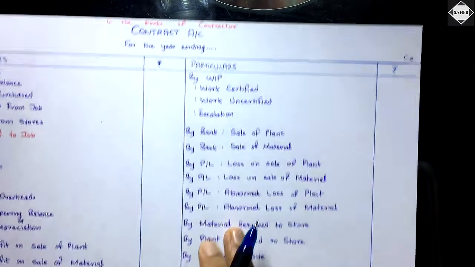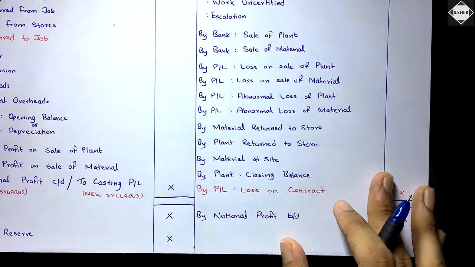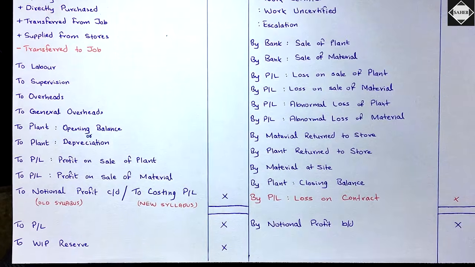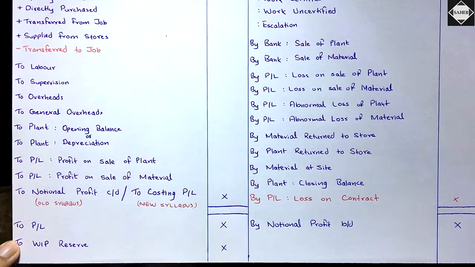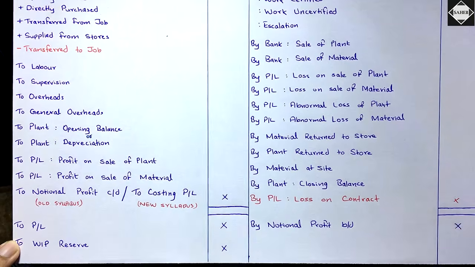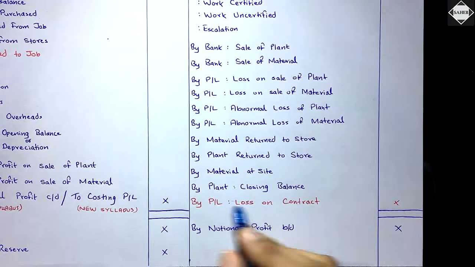Okay, then one more thing that you have to understand here properly is the profit or loss. That's the main and the most tricky part. Now see, there is a difference over here between the old syllabus and the new syllabus. For CA Inter students, if you have got a loss on the contract, you have to take it over here. For the old syllabus and the new syllabus also, you have to take it over here, loss on contract.